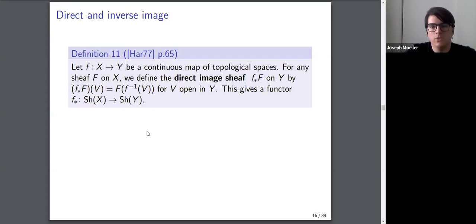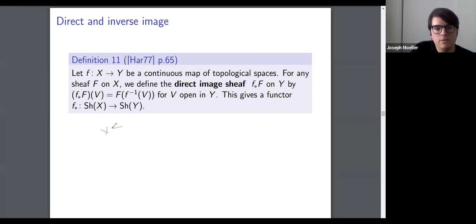Maybe now's a good time to try drawing on the slide. So if I have X going to Y, this is F, then that turns into a thing that goes from TY to TX. And that's the pre-image function. Then if you have a sheaf on this, so I'll say op everywhere, and this is a sheaf into abelian groups, then you can just precompose with this and it turns into a sheaf on Y.